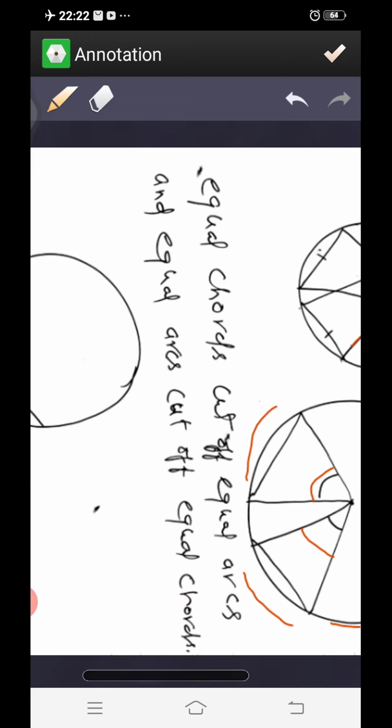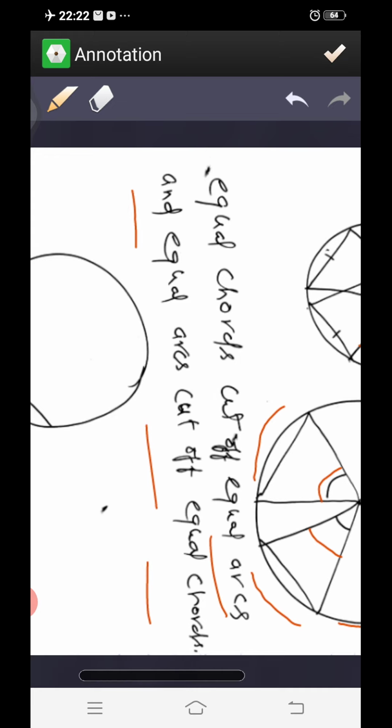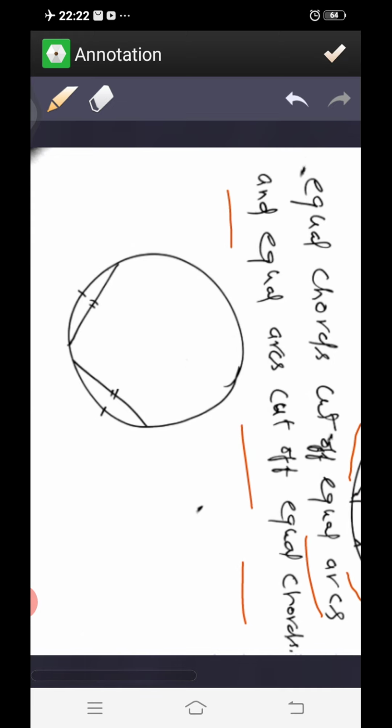Then, equal chords cut off equal arcs and equal arcs cut off equal chords. We can see here that we have taken this arc and this arc, both equal. So whatever chord is made, this chord and this chord, both chords will be equal. It means equal arcs cut off equal chords, and if we take two equal chords in a circle, then they will cut off equal arcs.